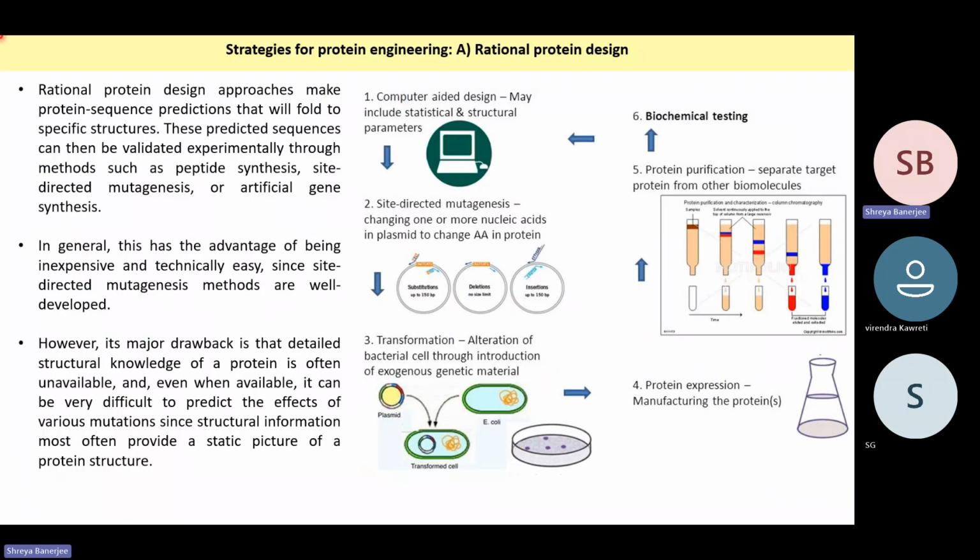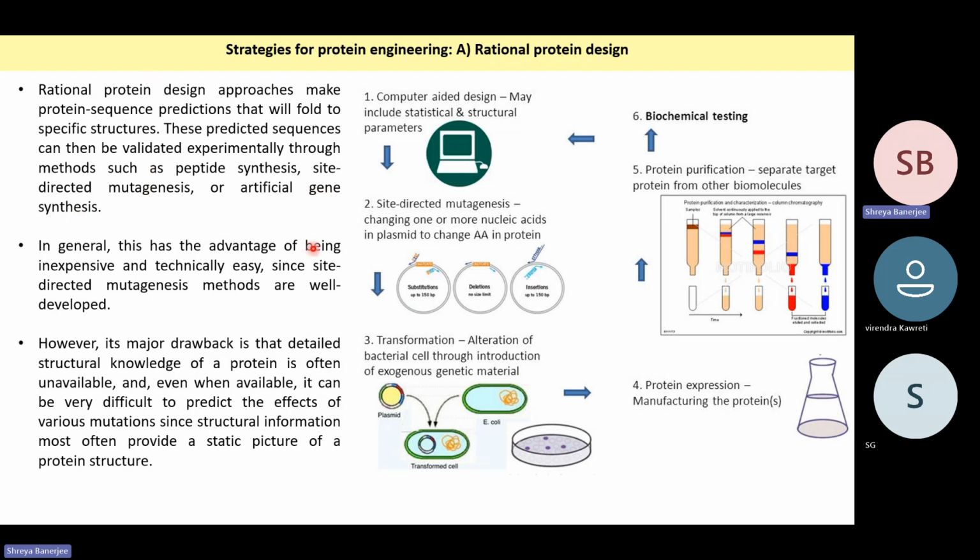So the first technique is called rational protein design. Rational protein design approaches make protein sequence predictions that will fold to specific structures. These predicted sequences can then be validated experimentally through methods such as peptide synthesis, site-directed mutagenesis, or artificial gene synthesis.